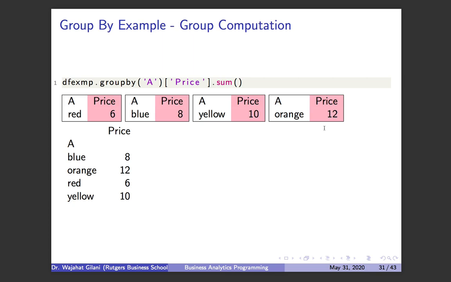And the ordering will be in alphabetical order or numerical order according to the column you use to do the grouping. Because we used A to do the grouping, the subtables were created according to A, and the results will come back according to the titles of those subtables, in this case, alphabetical order. And that's why we have blue, orange, red, and yellow. Okay? That's why we have it come back in that order.